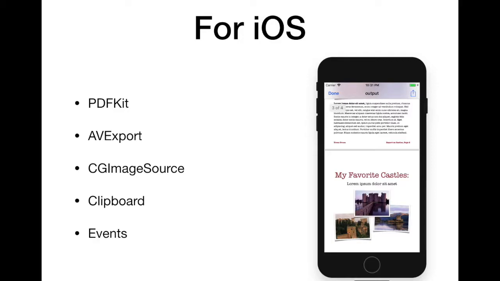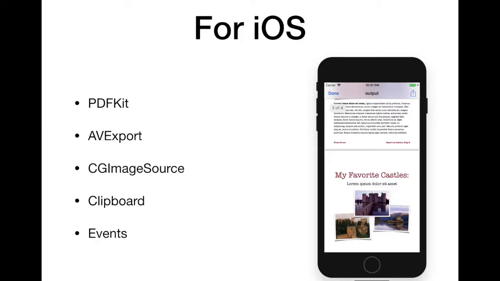The CGImageSource functions allow you to read a lot of different image formats and get the metadata like EXIF and IPTC. It also allows you to read the new image format from Apple, like, how do you call it.